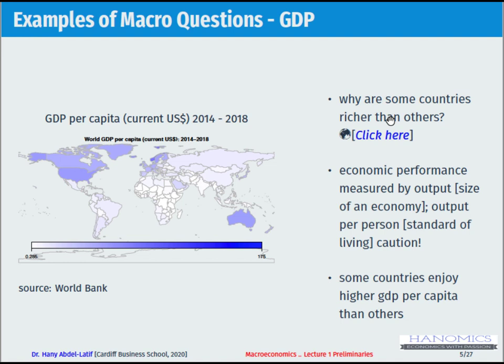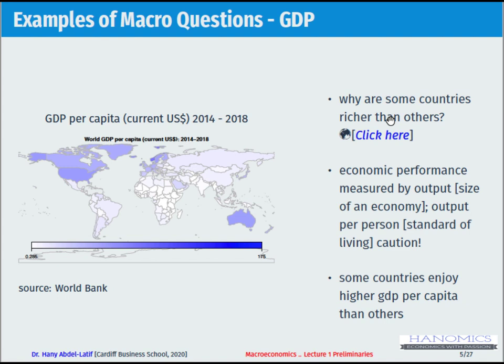So this is just an example, and I put a caution here when you think about GDP per capita or output per person as an indication of the standard of living, because this is not always true. You have to be very careful when you think about GDP per capita as an indication of the standard of living in a given country, because I always give this very, very silly and naive example, but it just does the job.